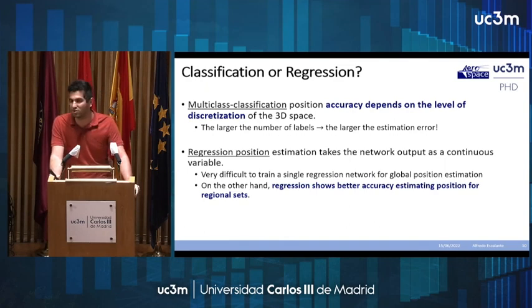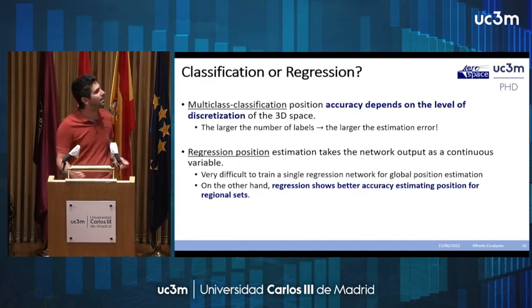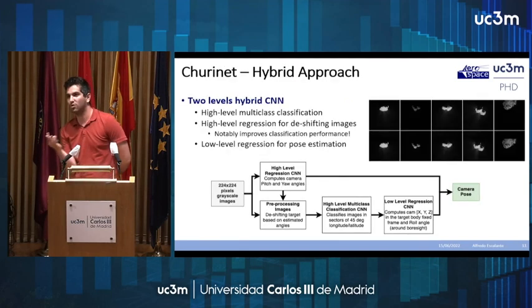But using this approach, the main problem is that it's very difficult to train a single regression network which is capable of global position estimation around the target, simply because the target looks very different from one viewpoint or from another. However, regression shows much better accuracy in regional sets. So these findings led to what we call a hybrid approach.